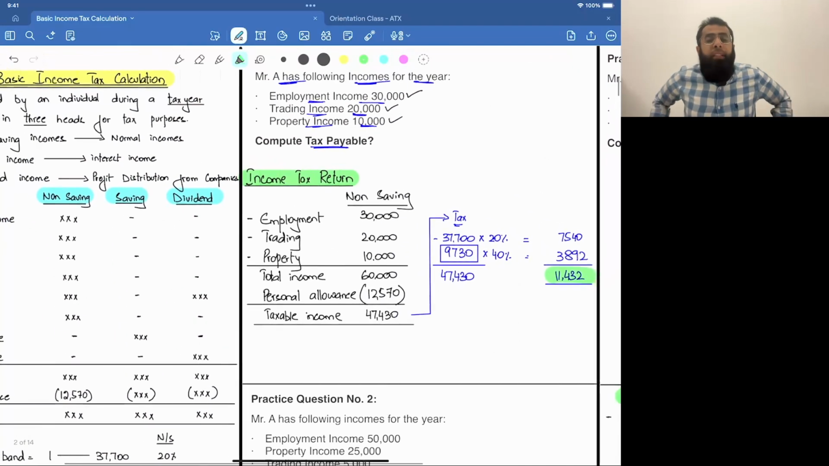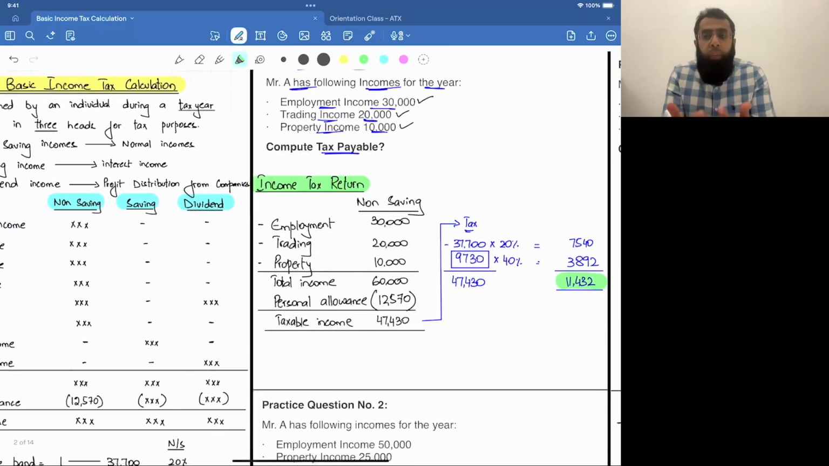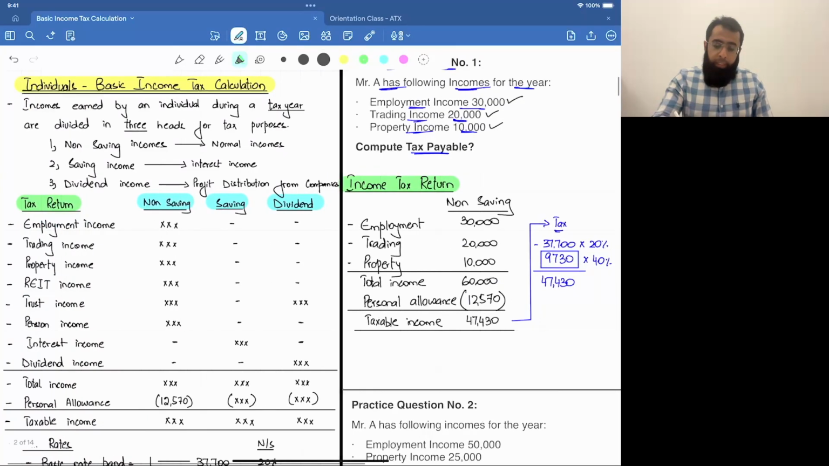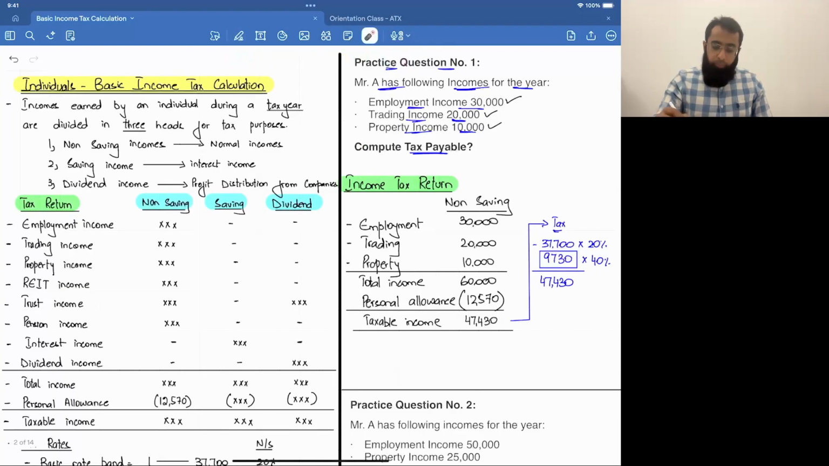We just made an income tax return. We classified these incomes in the head of non-saving. There is no interest or dividend income. All three incomes were non-saving income. We deducted his personal allowance. We got the taxable income. On first 37,700, it's basic rate band. You charge 20% and then you charge 40%. I believe that there is no reason why a student will face any difficulty.